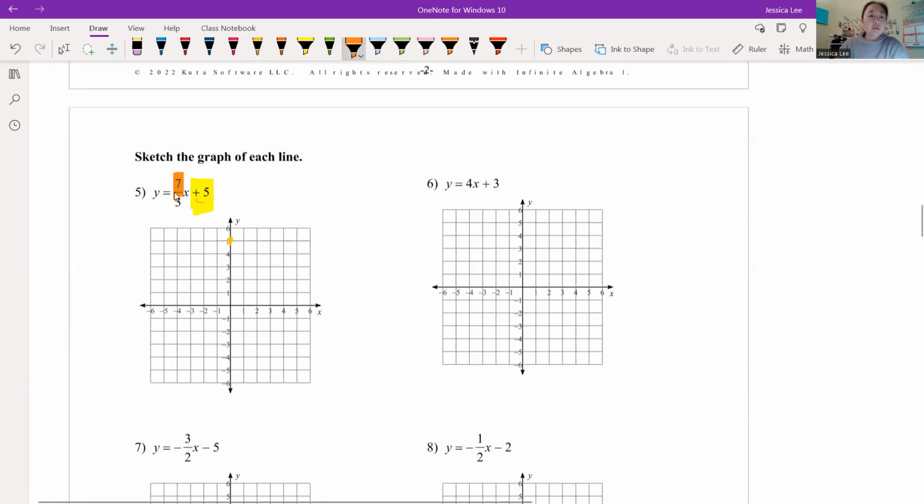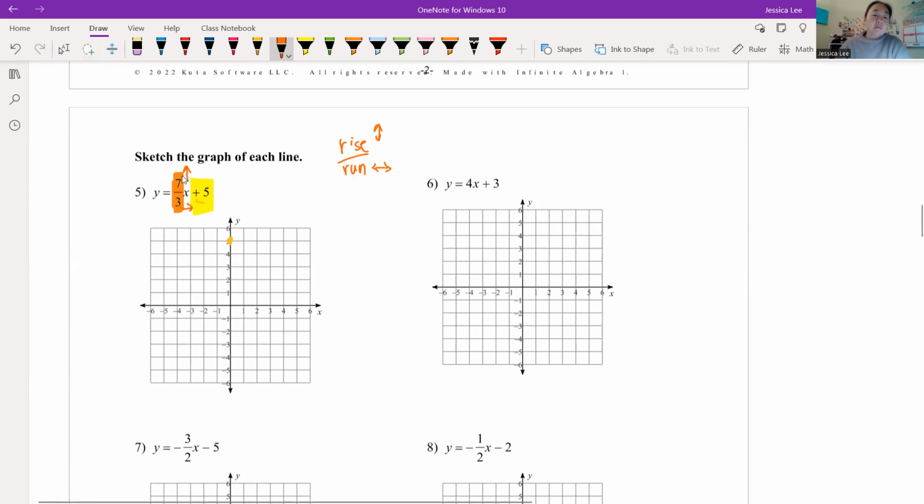And then our 7/3, that is going to be our slope. So remember, it's rise over run. That means the 7 is going to go up, positive, and 3 is positive as well, so it's going to go to the right. Rise, the top, tells us the up and down number. The run tells us the left and right number. And if they're positive, that means they're going to go up and to the right.